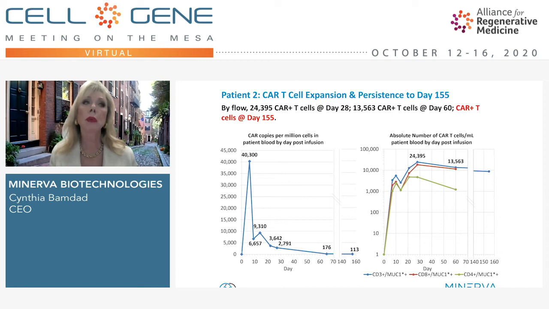Patient number 2 had very good CAR T cell expansion. She had also been heavily pretreated before the CAR T therapy. She has real good persistence of the CAR T cells, and we see at day 28, she had about 25,000 CAR-positive T cells per ml of blood, and at day 60, still 13,000. And remarkably, 155 days after her CAR T cell infusion, she still has a very significant number of CAR-positive T cells per ml of her blood.